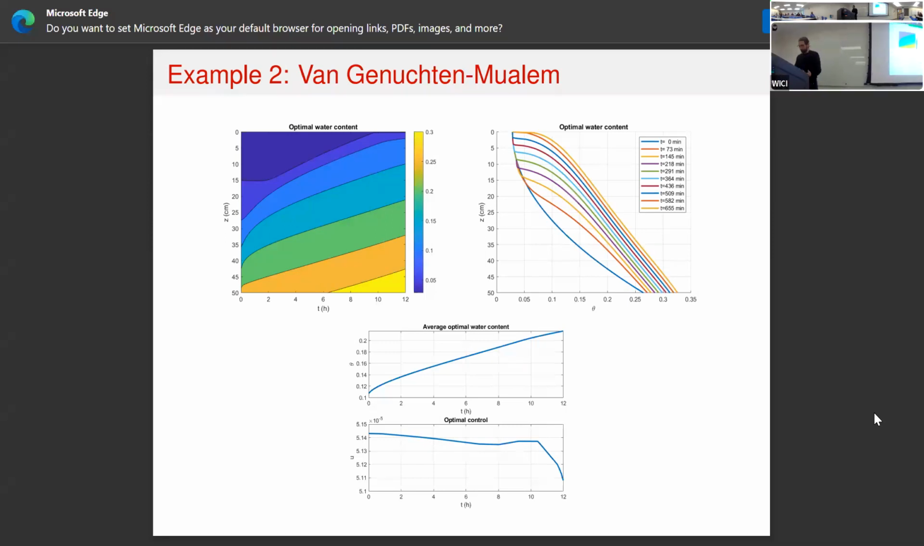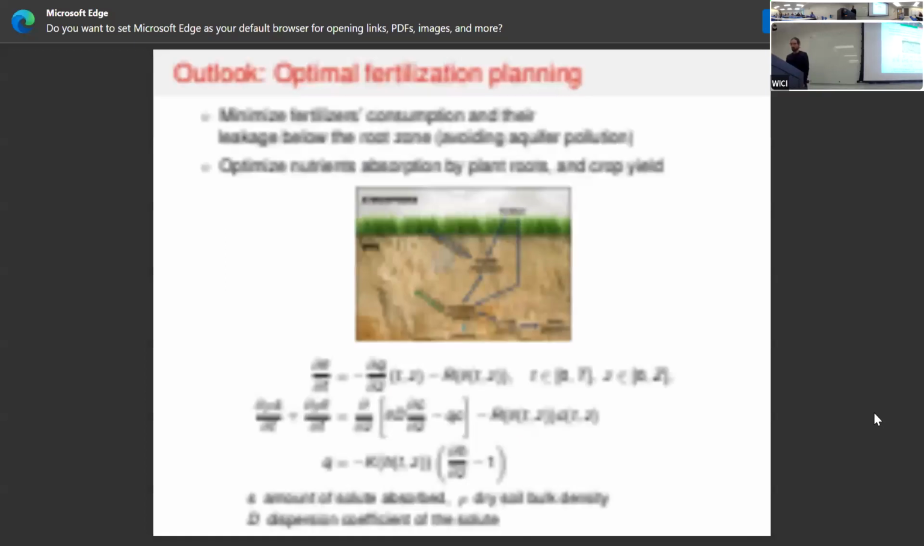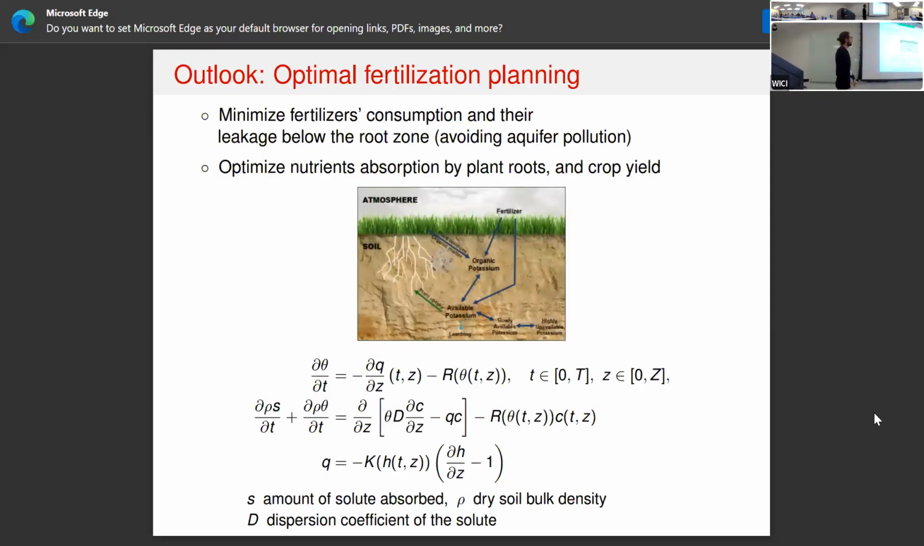Now, this is what we have done, and what we plan on doing is to consider the same model, but to add also the presence of nutrients, so to describe also the dynamics of nutrients. In this case, of course, the model needs to be enlarged with also an equation for the dynamics of the nutrients. But we believe that's something that needs to be done in order to determine how we can minimize fertilizer consumption as well as water resources. So that's all, and thank you for your time.